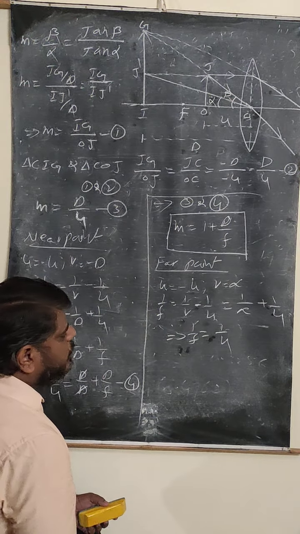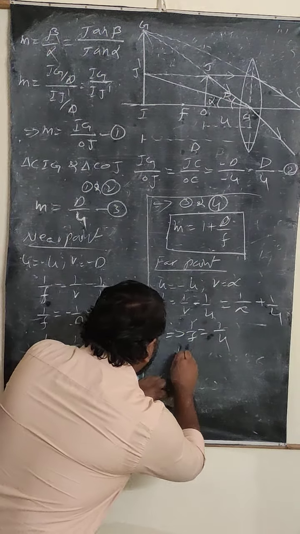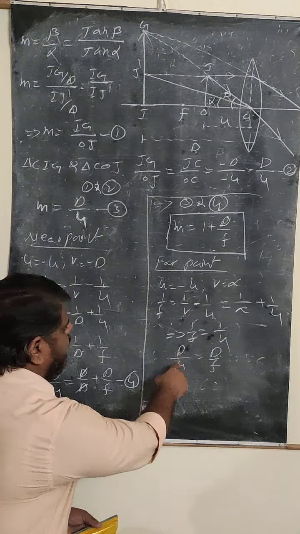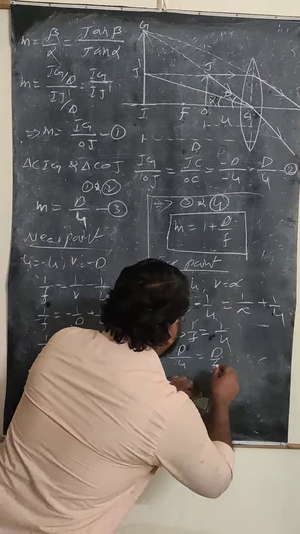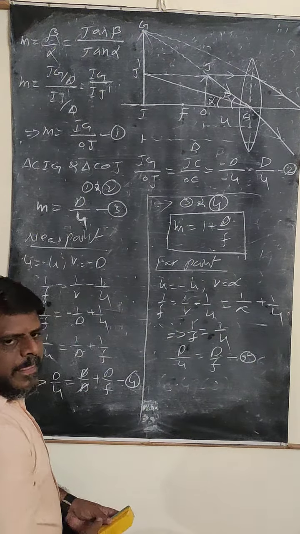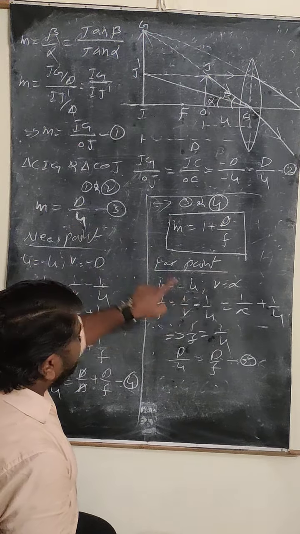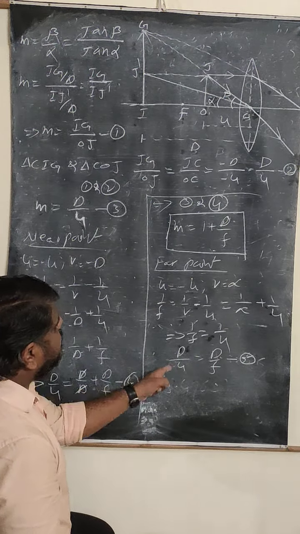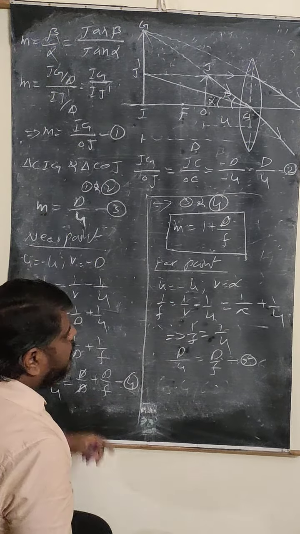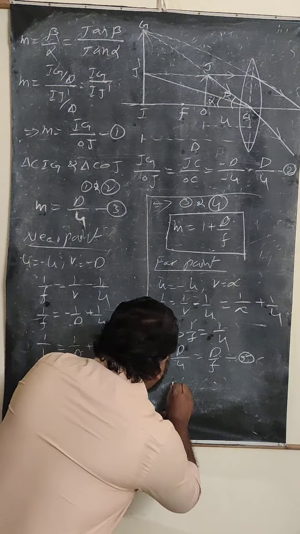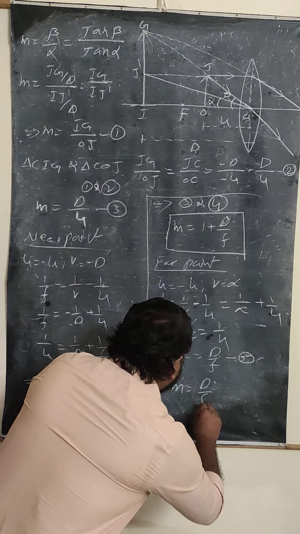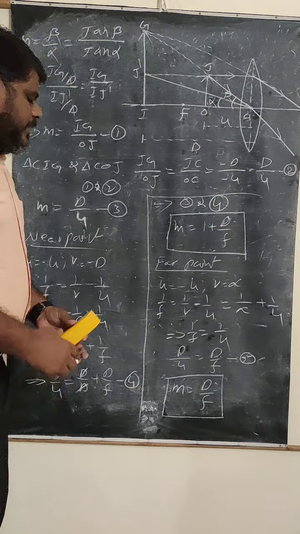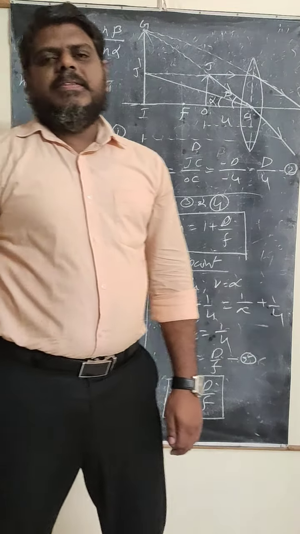Again, I am going to multiply both sides with D. Then it becomes D by u is equal to D by f. I am going to call it equation number 5. Now compare the third and the fifth equations. In place of D by u, you can write M. So from the third and the fifth equations, M is equal to D by f. This is the magnification of the simple microscope at far point adjustment.